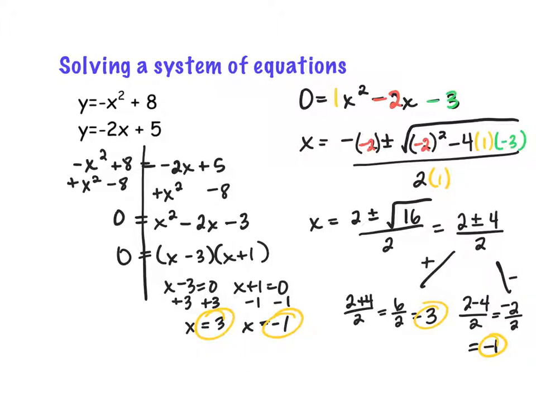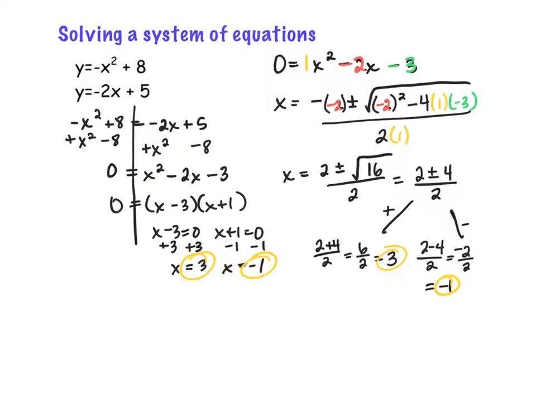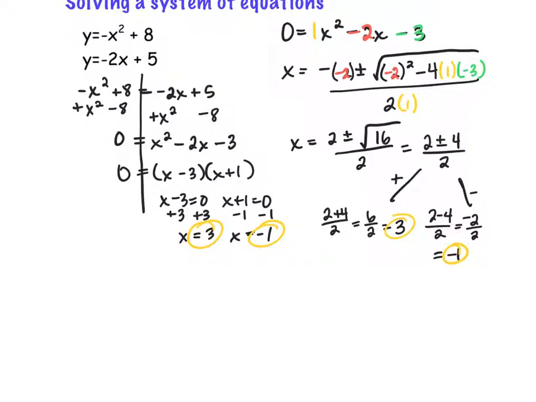Now, those are the two separate ways of doing it. You don't need to do it both ways. Don't do it both ways. I'm just showing you both ways so that you know. But here's the thing. These are only our x values, and this is a system of equations.